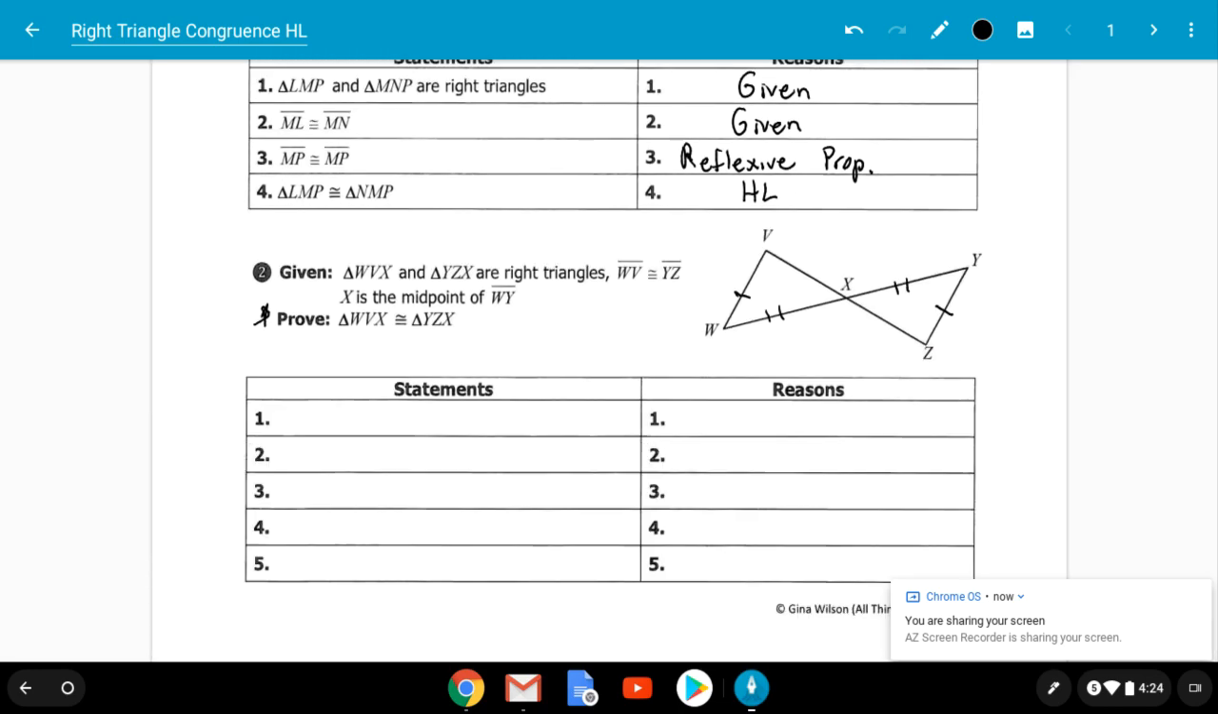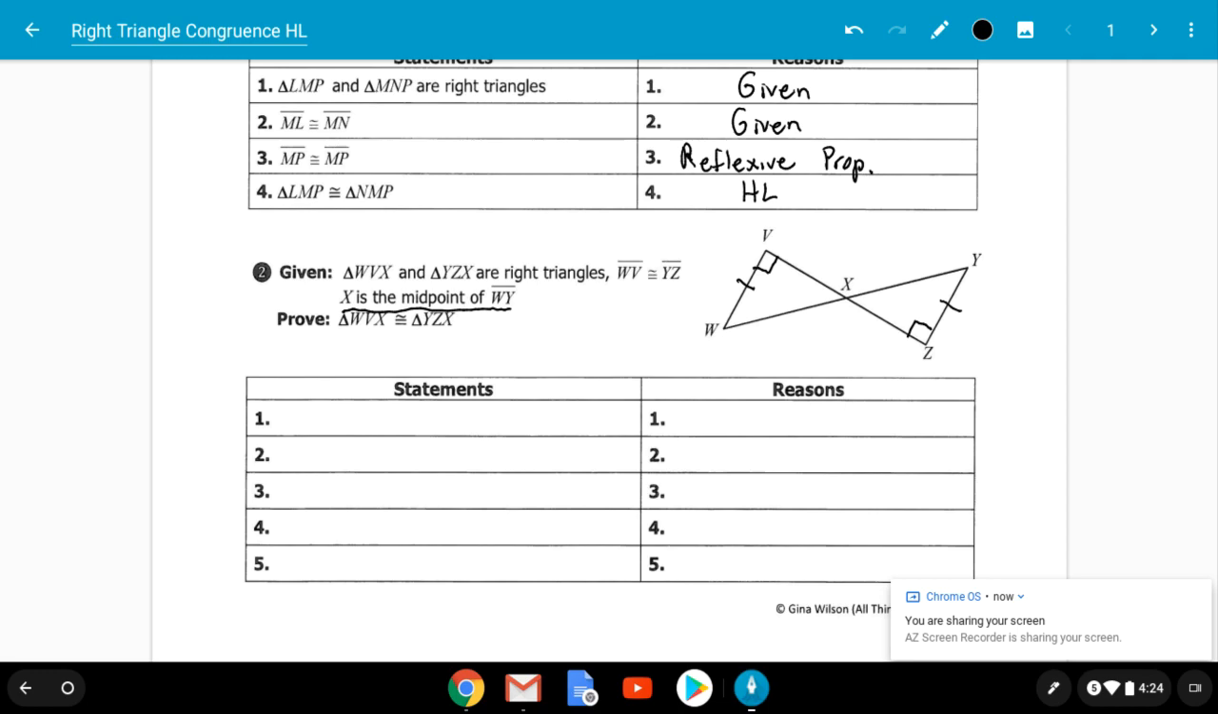Triangle WVX is congruent to triangle YZX, are right triangles. Okay, so they're right triangles, so we have right angles somewhere. I'm just going to put them right here, but we'll talk in a minute about why it really doesn't matter where they are. Then it also says line segment WV is congruent to line segment YZ. Okay, they told me. Bam. Then this next part here says X is the midpoint of line segment WY.